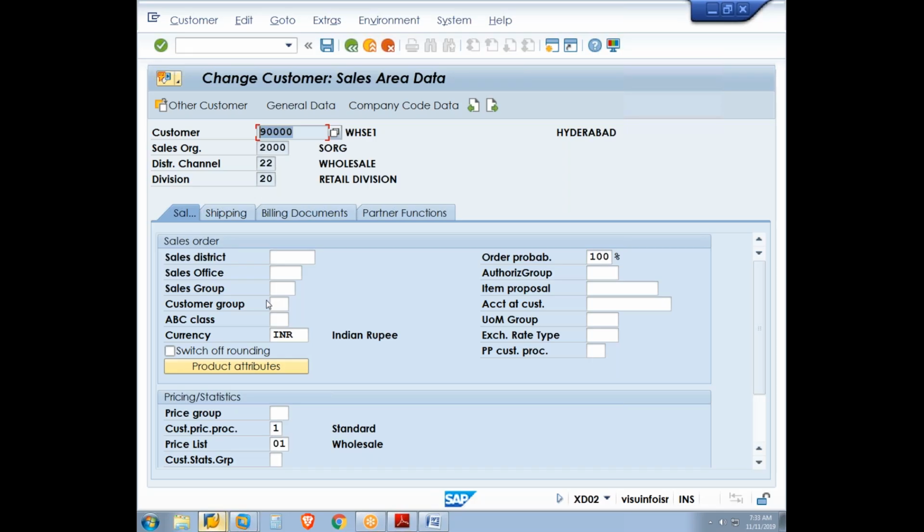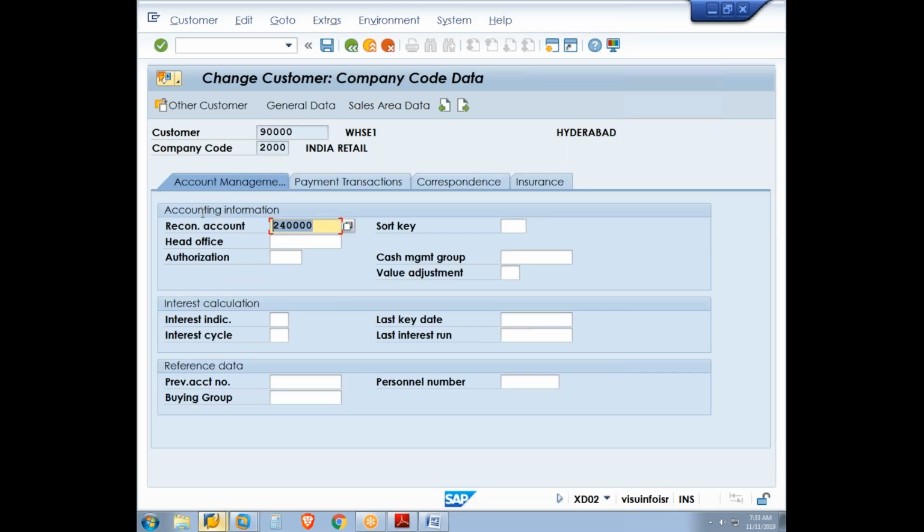So there are two accounting systems here. One is a subledger accounting system integrated with the general ledger accounting. And for that purpose, in the company code, we will have a reconciliation account. So what is this reconciliation account? The reconciliation account will get the total postings we are doing to various customers.